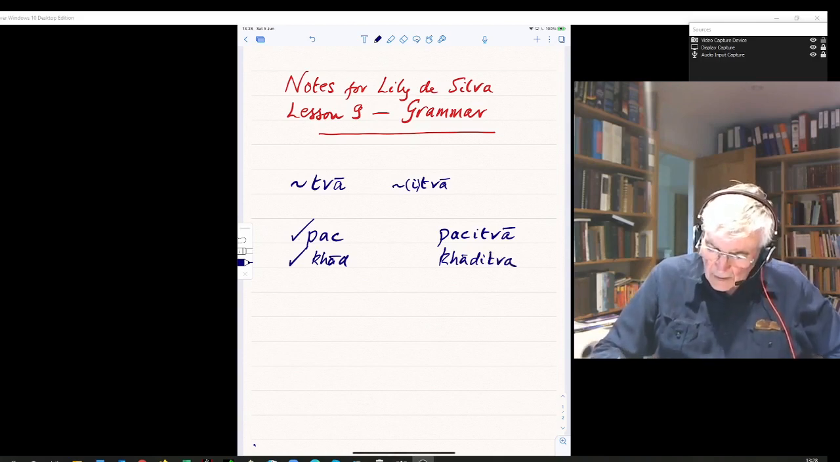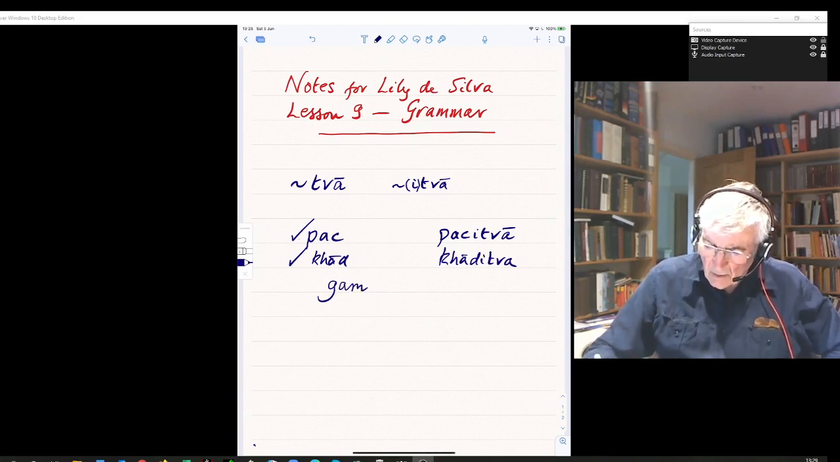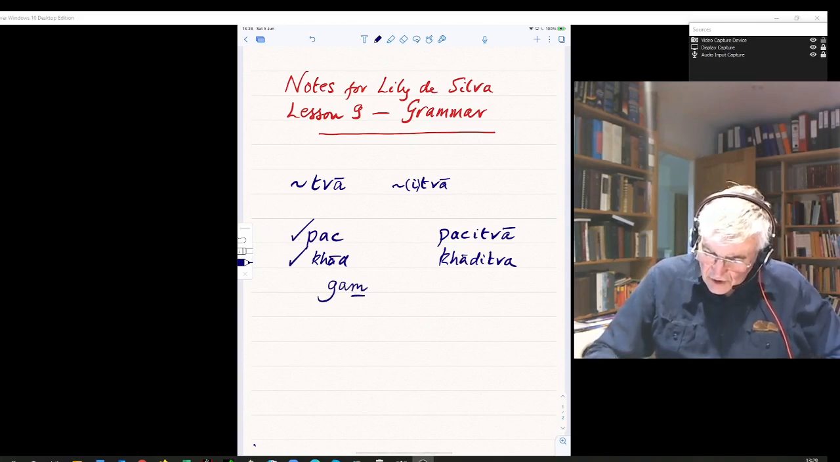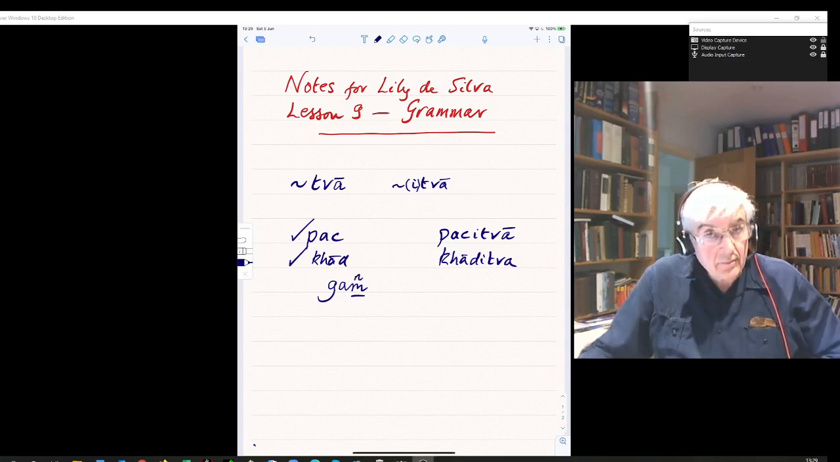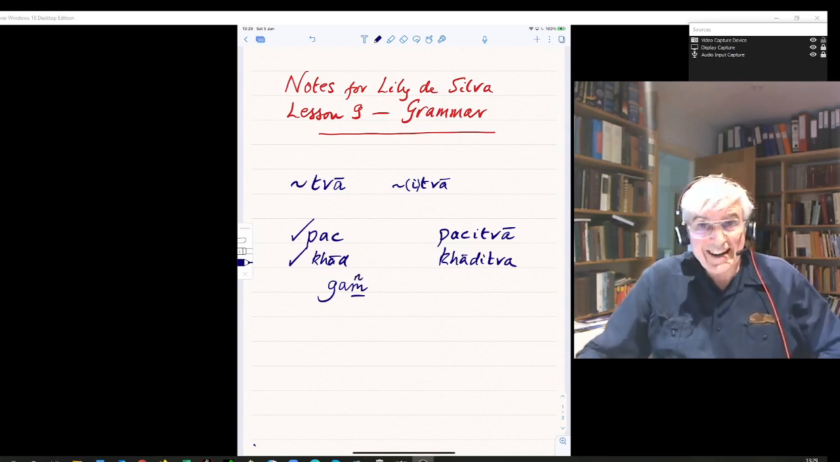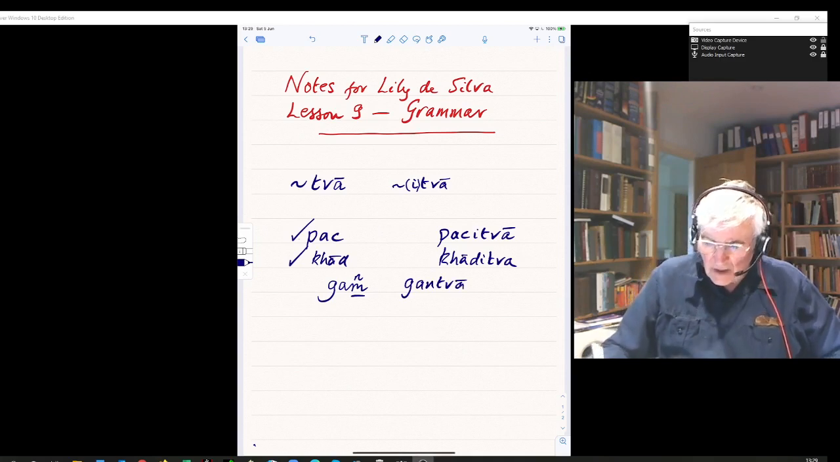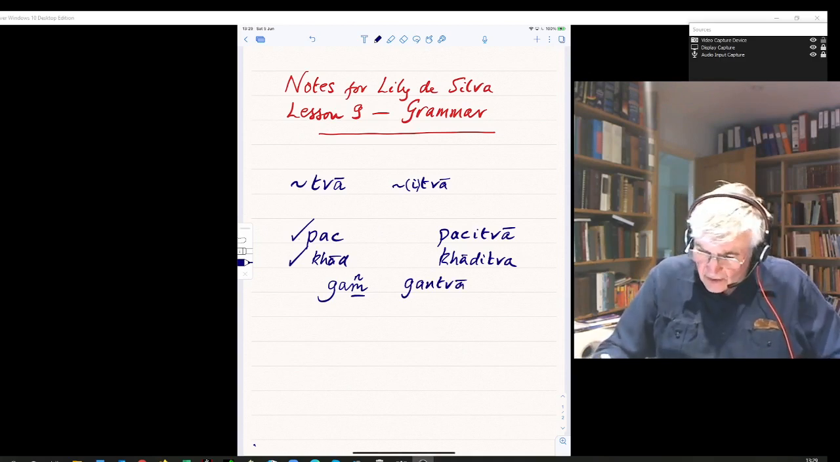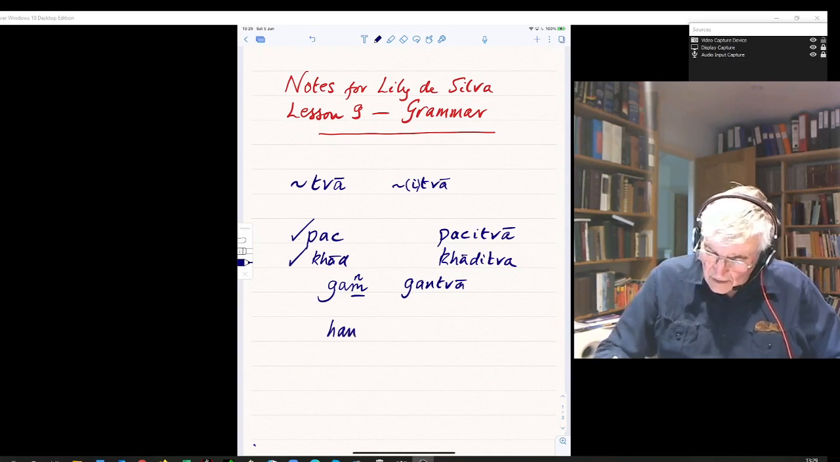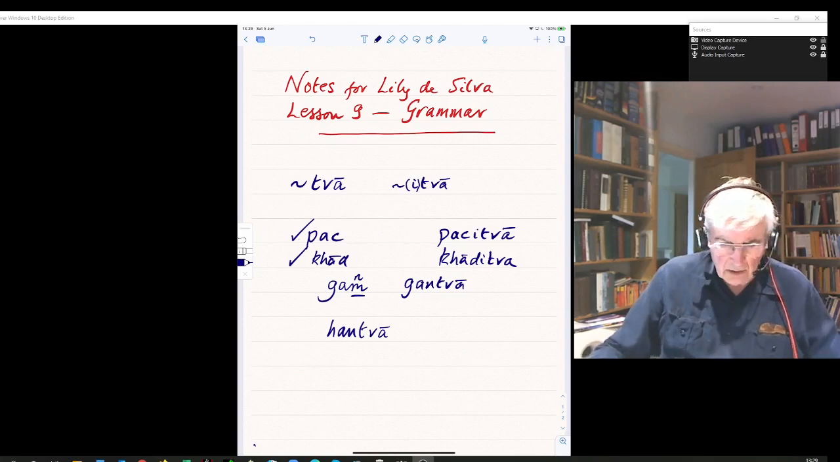Now gam. When we add the tvā, the m changes to an n euphonically, because it's easier to say gantvā with an n rather than gamtvā. So we have gantvā, having gone. Han, to kill, is unchanged. Han, hantvā, having killed.